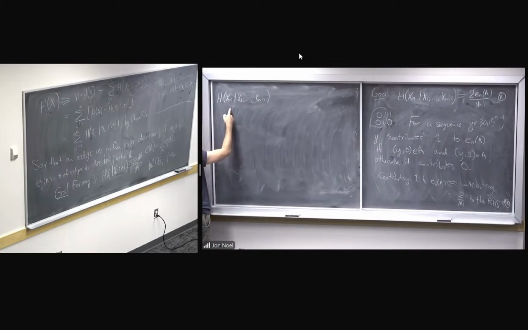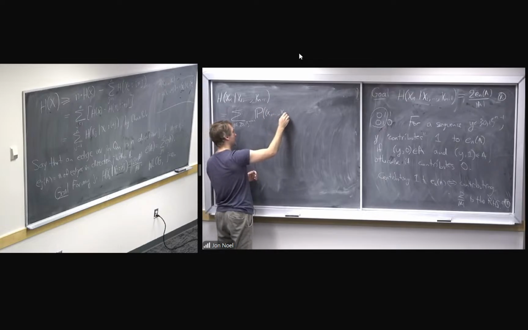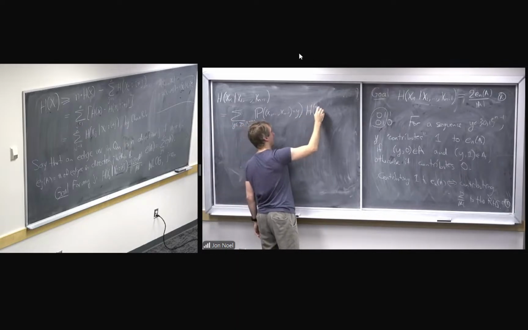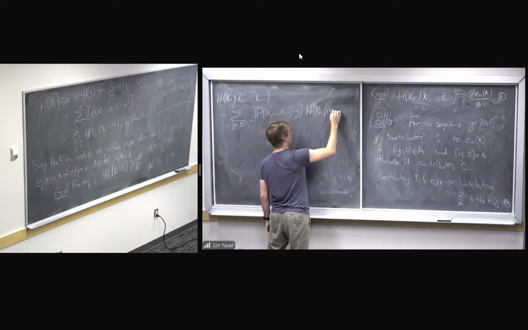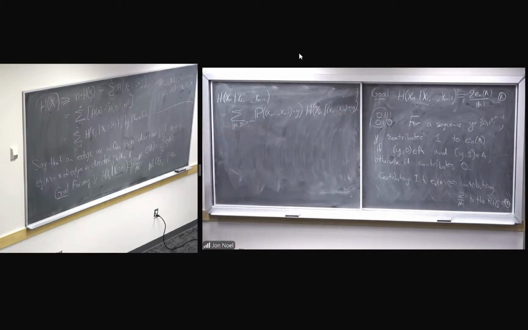Yeah, so this we can write as the sum over all y in {0,1}^(n-1) of the probability that x1 up to xn minus 1 equals y, times the entropy of xn given that x1 up to xn minus 1 is equal to y. I'm just using the actual formula for conditional entropy.